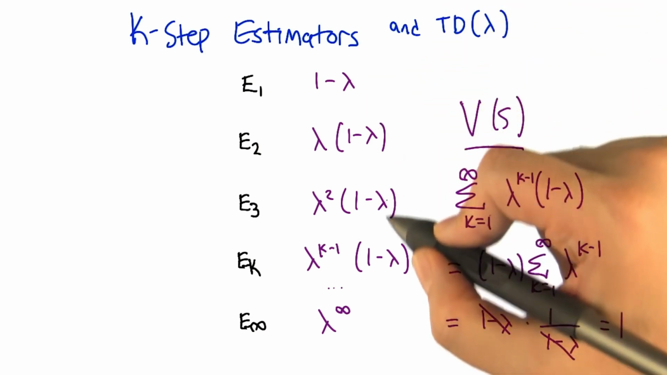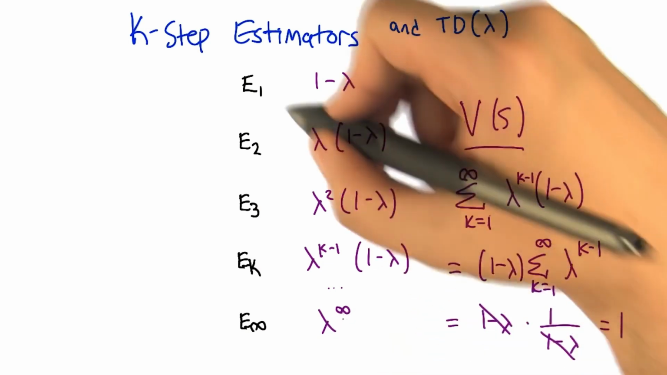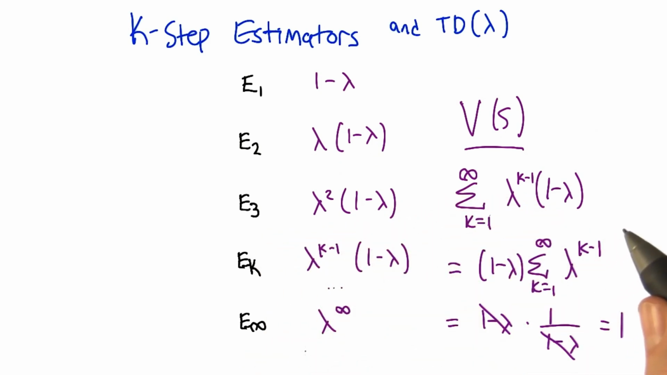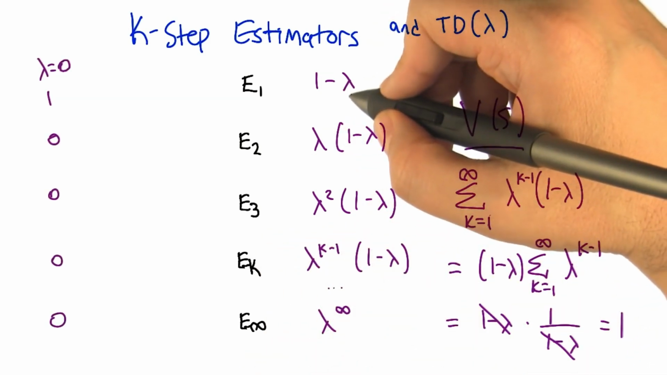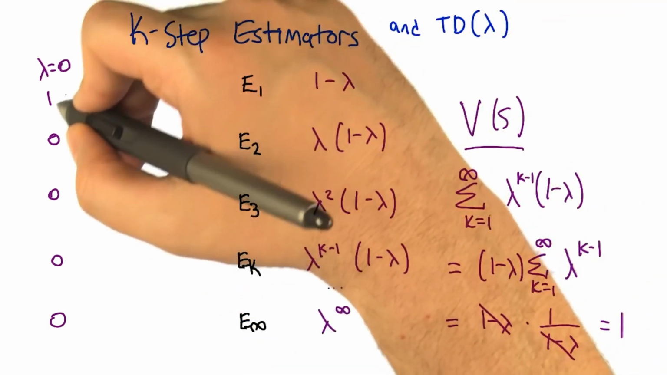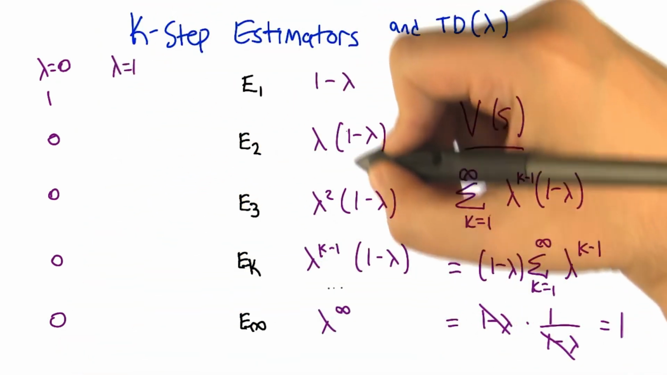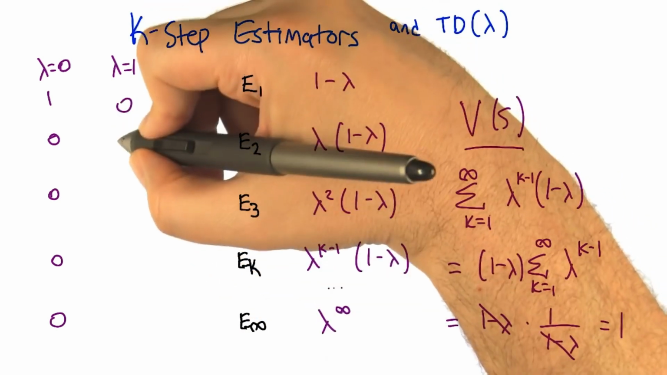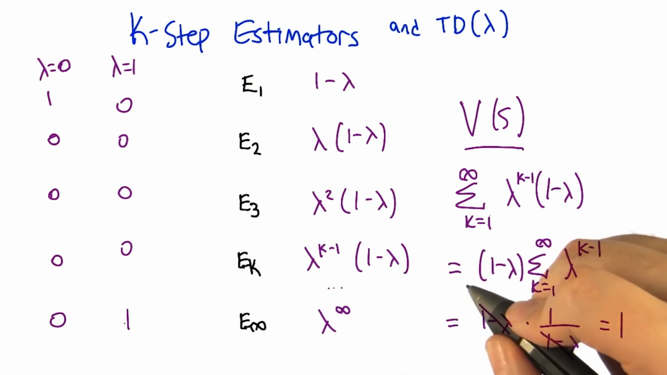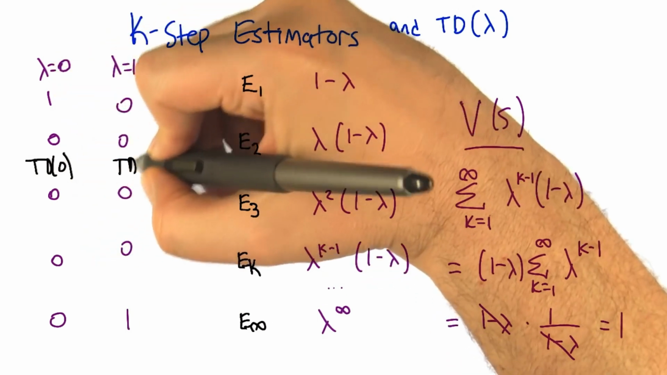These are all zeros, and then this infinity one is 1 to the infinity, which is just 1. So when lambda is 1, we put all our weight on this last estimator. And what happens when lambda is 0? So if lambda is 0 in this case, we get a weight of 1 on this first estimator and 0 on all the rest, which I'll write down this way. And when lambda is 1, we get 0 for all these except for the last one, which, let's say, at least in the limit, would be 1. So this is actually, as we said, this is giving us TD0, and this is giving us TD1.